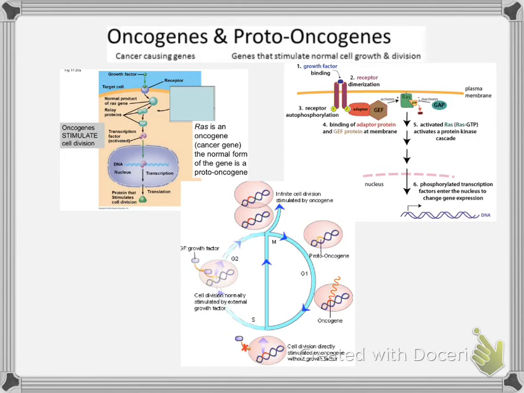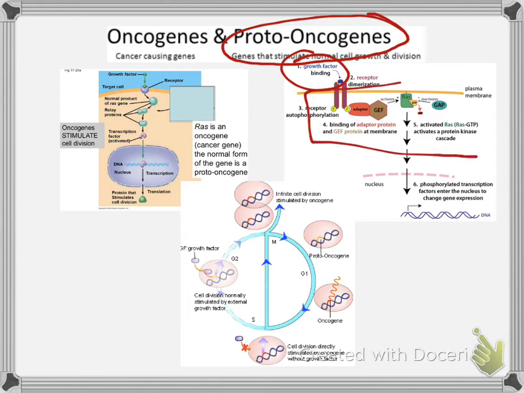So a proto-oncogene is going to be a gene that is going to go ahead and stimulate normal cell growth and division. So for example, you'll have a normal growth factor binding to what looks like a tyrosine kinase receptor. You're going to have normal signaling cascades, signal transduction is going to take place, and then you're going to have, again, a normal transcription factor that is going to go ahead and promote division.